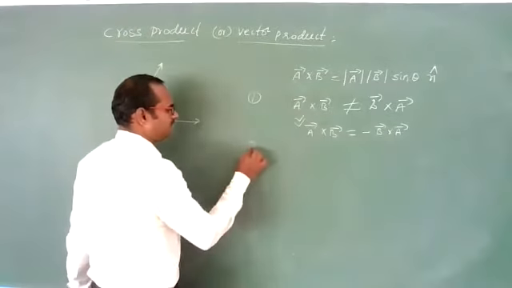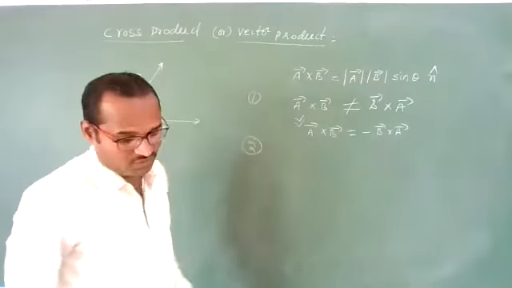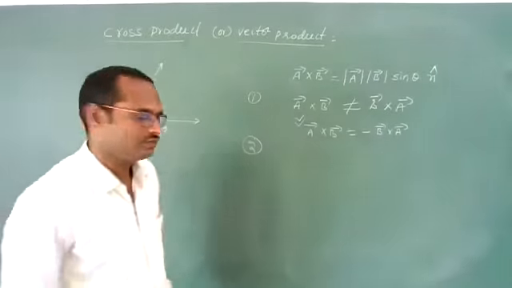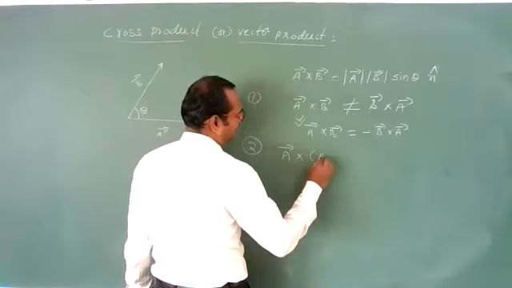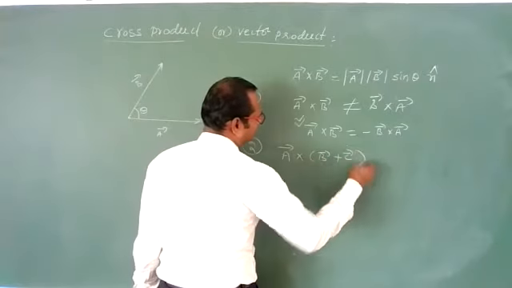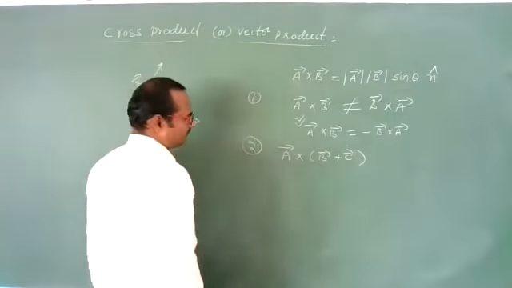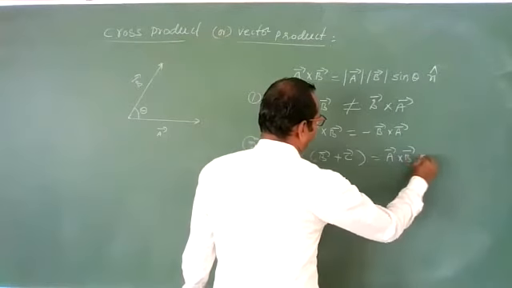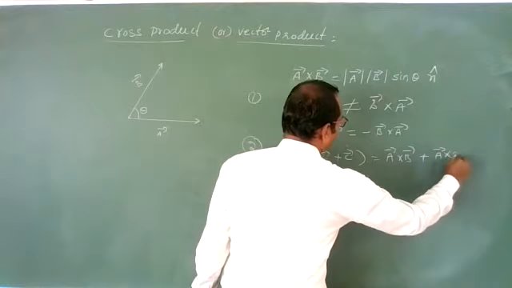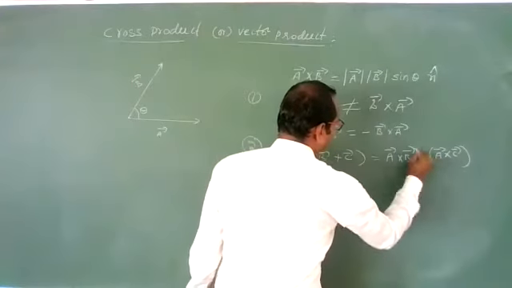Next. The second property is that the cross product is distributive over addition. A bar cross, let us suppose we have B plus C bar. Then you can write it as A bar cross B bar plus A bar cross C bar. You can do it like this.